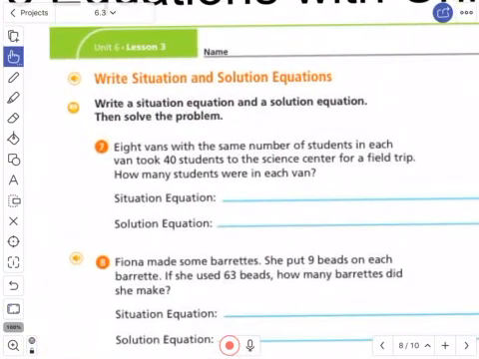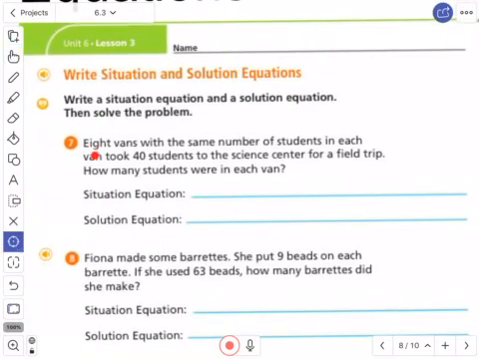Up on the top, I'm going to read the orange writing. It says write situation and solution equations. So write a situation equation and a solution equation, then solve the problem. I'll use this first one, number 7, and we'll be working through a couple of problems on this one, to really explain what they mean by situation versus solution equation.